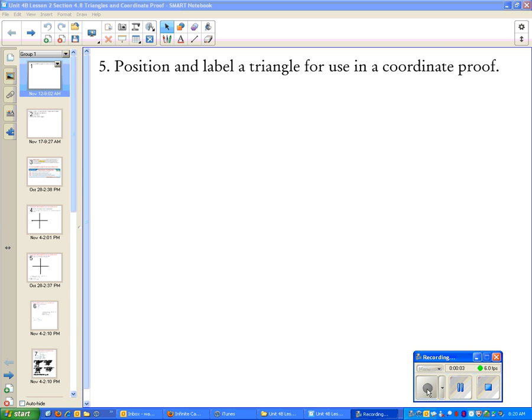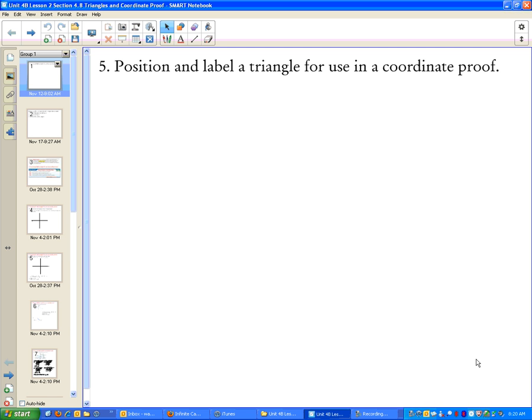On page 301, we need to talk about coordinate proof. Now, coordinate proof is a little different beast than what we've been doing. It's where we put a figure, and we're going to be dealing with triangles for now, on a coordinate plane and use coordinates to help us prove things.